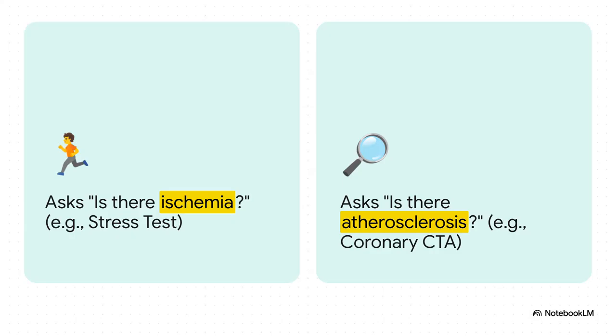So, this is our first major decision point. This is the fork in the road. We have to figure out what question we're trying to answer. Are we looking for evidence that blood flow is actually limited right now? That's a functional question. Or do we just need to see the arteries themselves and look for plaque? That's an anatomic question. Two different questions, two different paths.